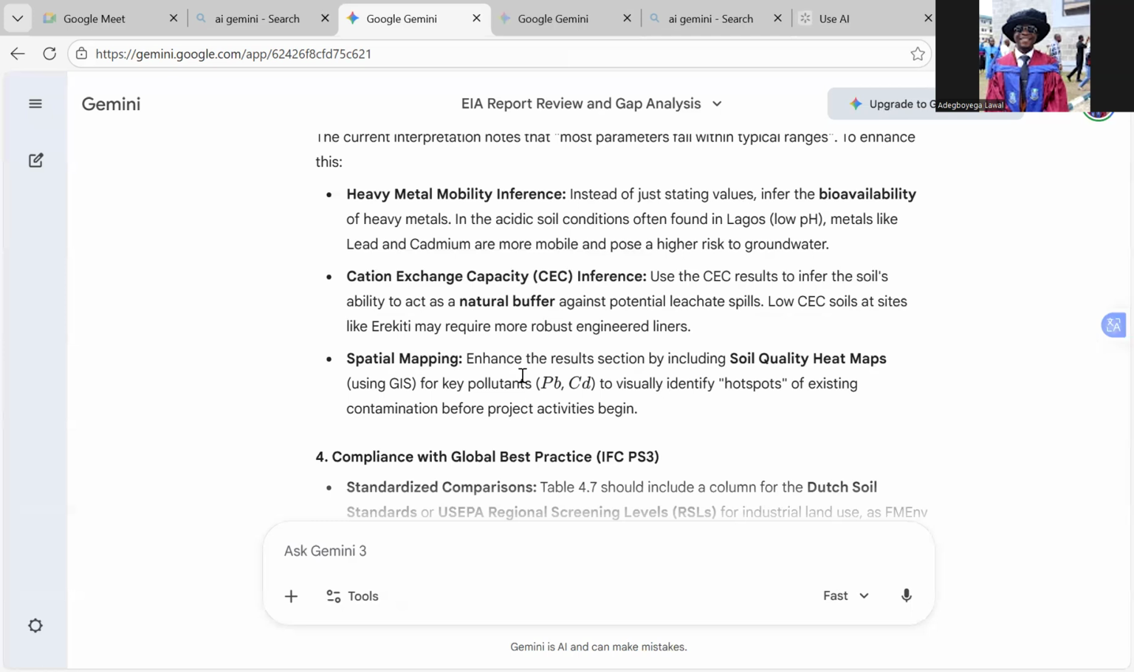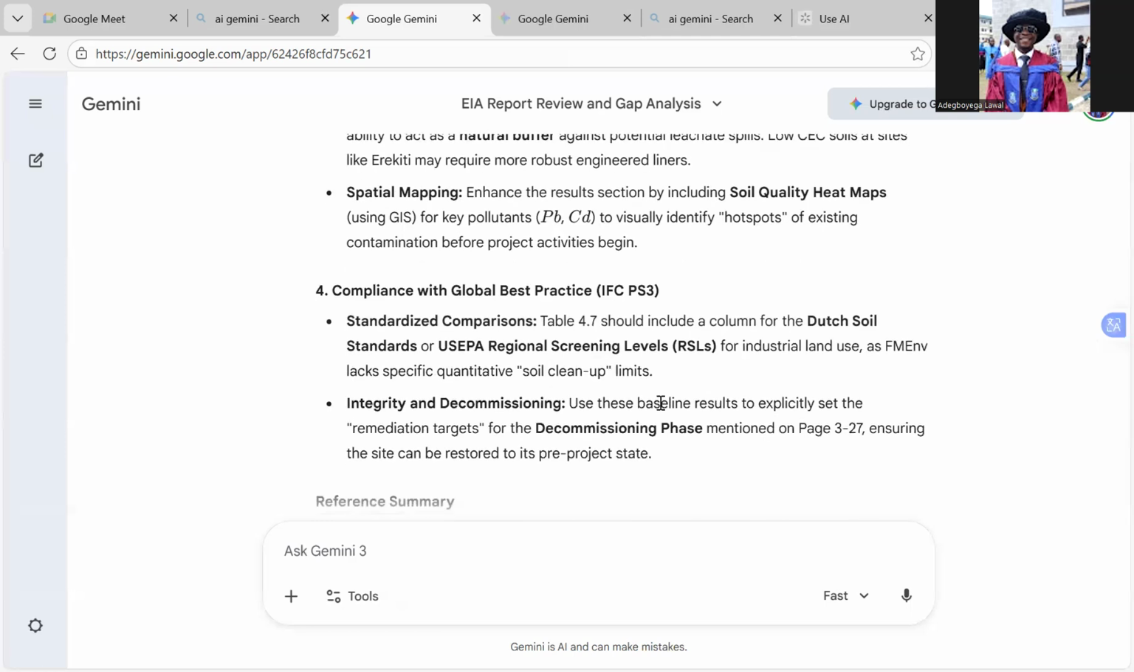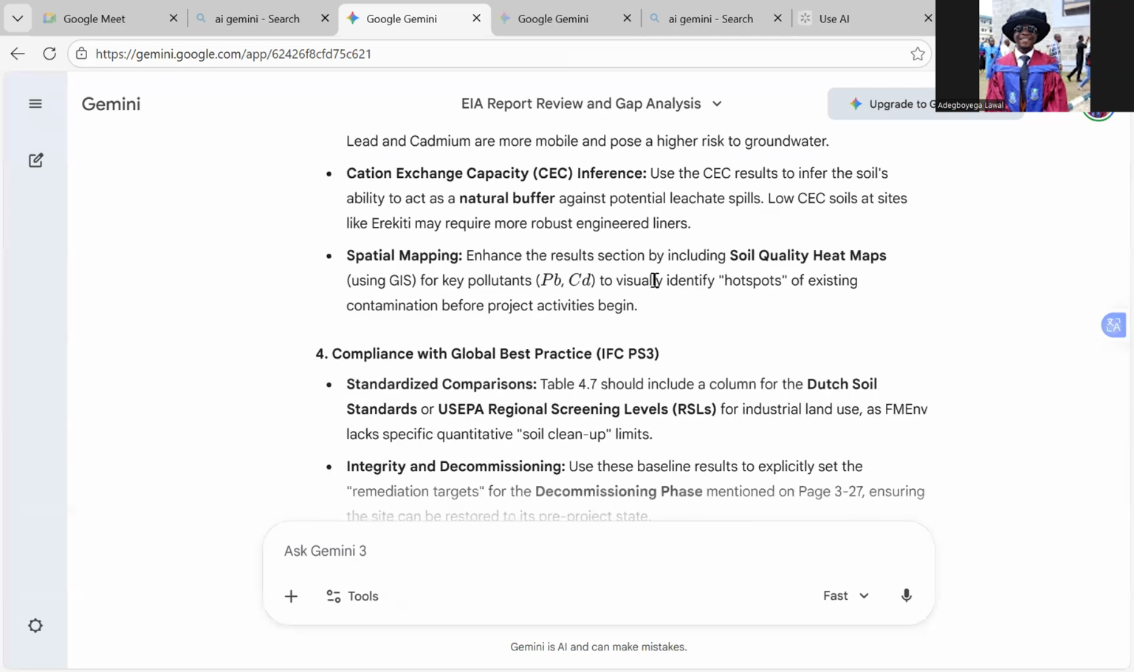Sampling and spatial mapping. Yeah, I like this comment also. It said enhance the result by providing soil quality heat maps. This might be for the future. You know, I told you that GIS has a lot to enhance review and preparation of EIA documents. So this is like guidance for the future. For now, our consultant might not have the capacity, but some national consultants can make use of this.